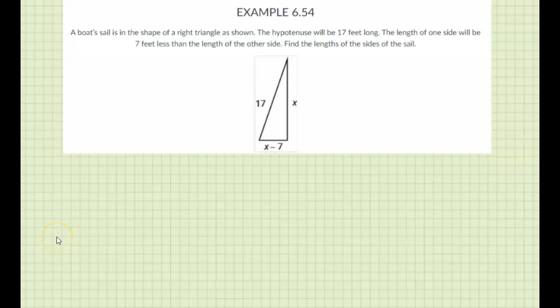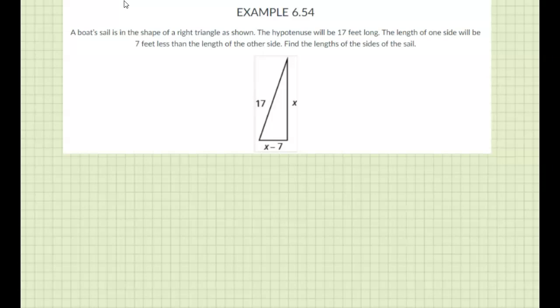Alright, let's look at this problem. It reads, a boat's sail is in the shape of the right triangle as shown. The hypotenuse is 17 feet long. The length of one side is 7 feet less than the length of the other. Find the length of the side of the sail.